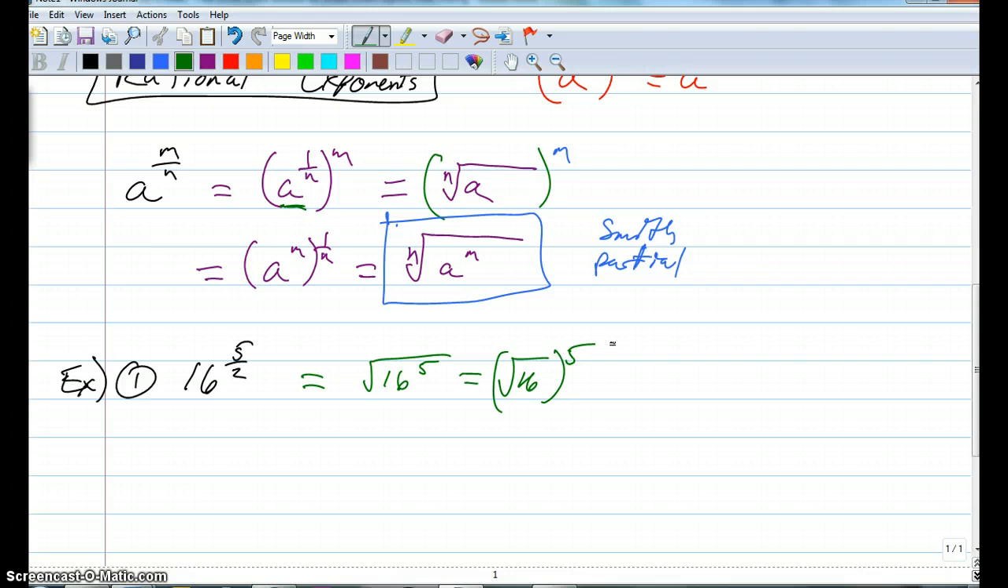Now, we can take this a little bit further. What is the square root of 16? Well, the square root of 16 is 4. So we have 4 to the 5th power. And that is 1024.